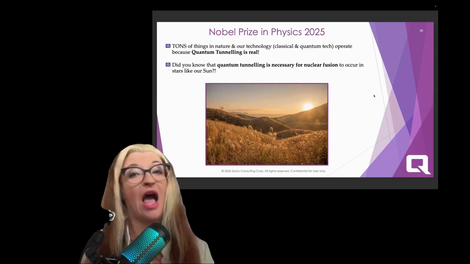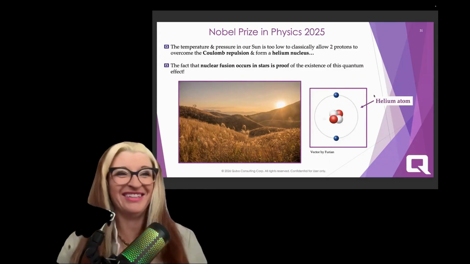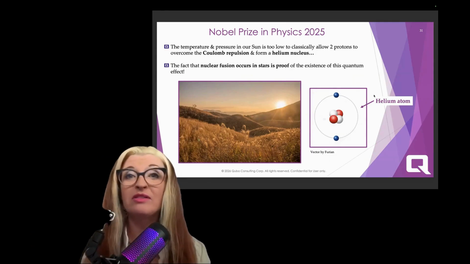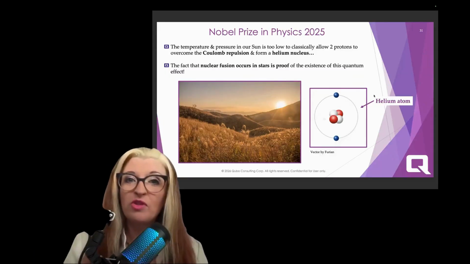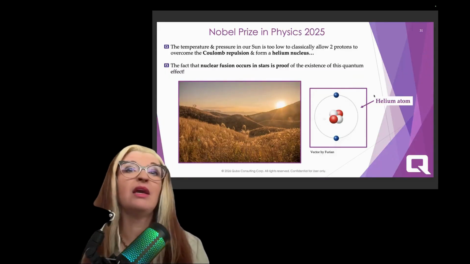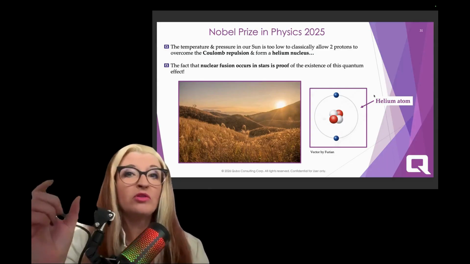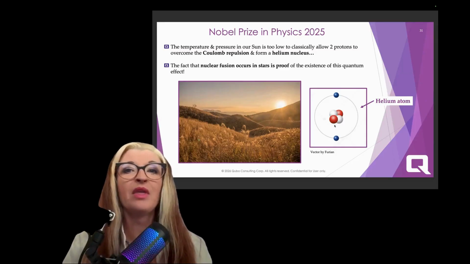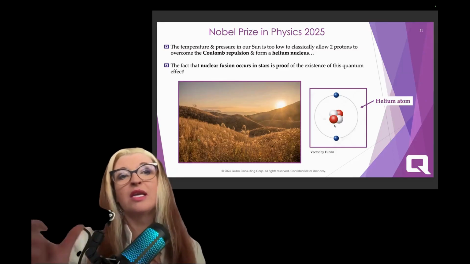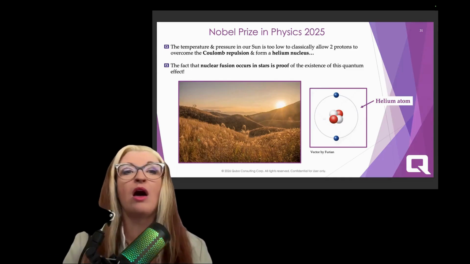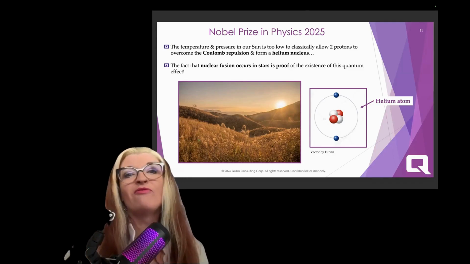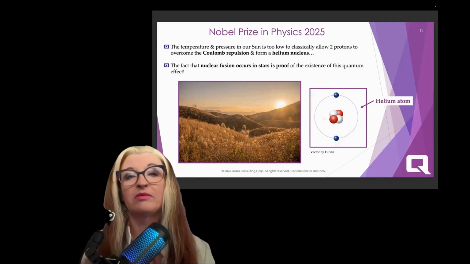Did you know that quantum tunneling is necessary for nuclear fusion to occur in stars like our sun? I didn't know this until I learned this. It turns out that the temperature and the pressure in our sun is too low to classically explain how two protons, the two positive particles in a helium atom, can overcome what's called Coulomb repulsion and form a helium nucleus.